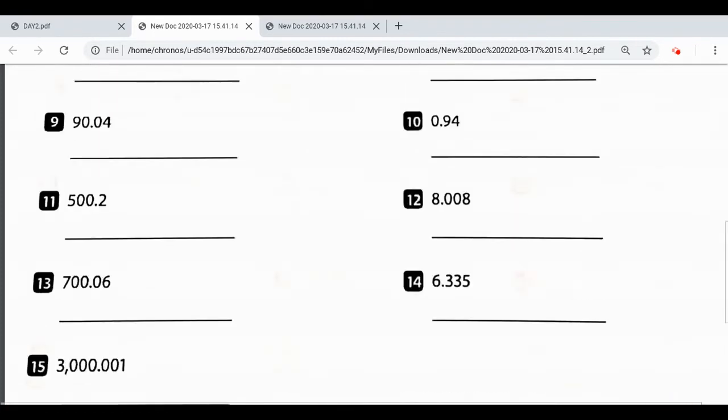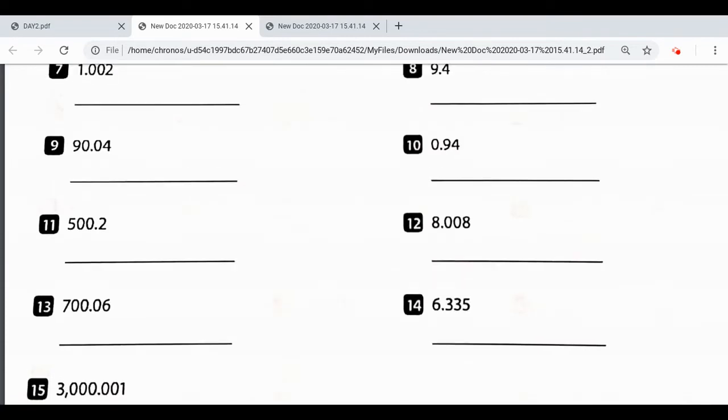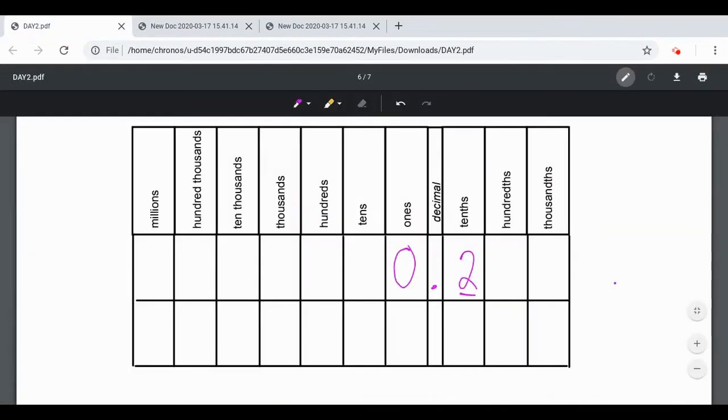For a problem like number 11, I have 500 on the left and 2/10 on the right. So the way I would say that number is 500 and 2/10. Again, I'll hover over here so you can see this. This is going to be useful for you.